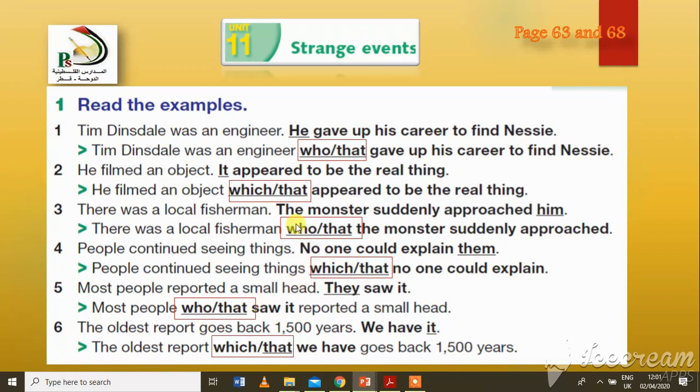Why am I explaining this? Because in the coming exercises you have to answer from 1 to 4: where is the relative clause? Why am I explaining this thing? Because in the coming activity we are supposed to answer in which sentences the relative clause comes at the end and in which sentences it comes in the middle of the main clause.